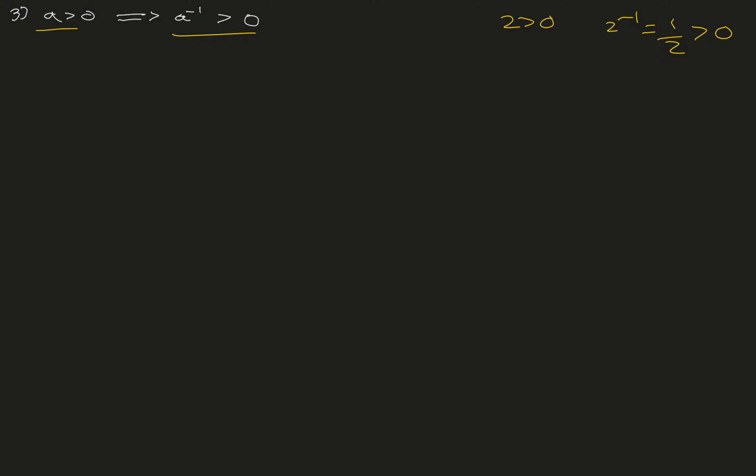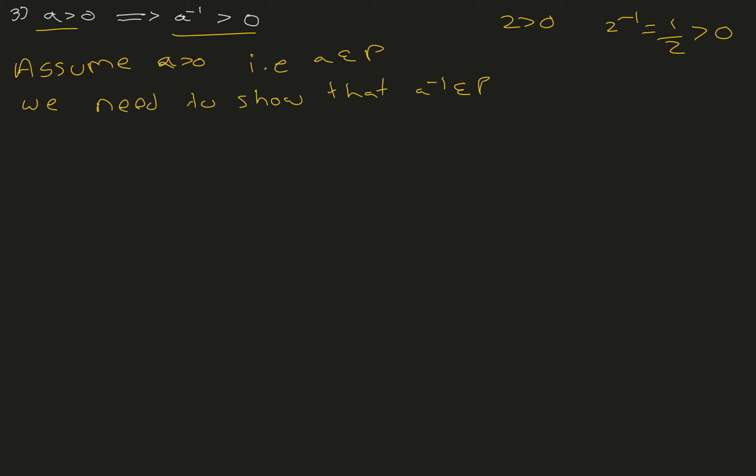So let's take a look at how we can prove this. We are told a is greater than 0, so we can assume a is in P. So we need to show that A inverse is in P, or A inverse is greater than 0.